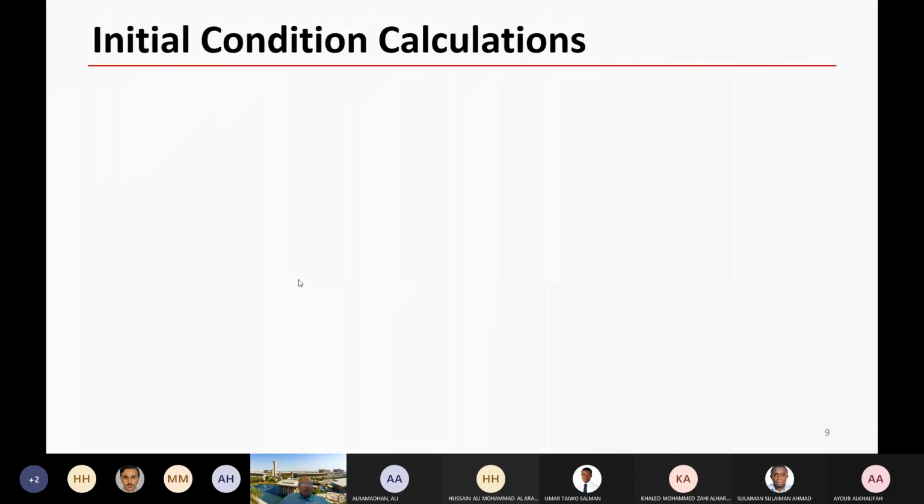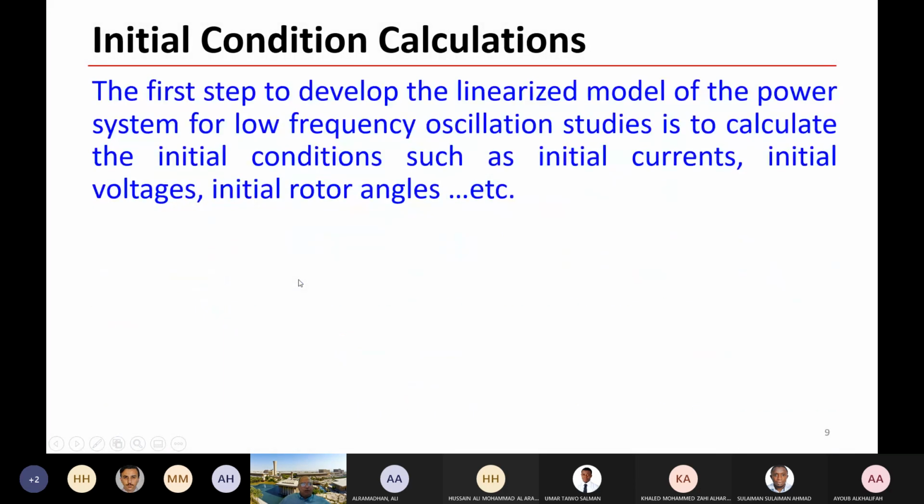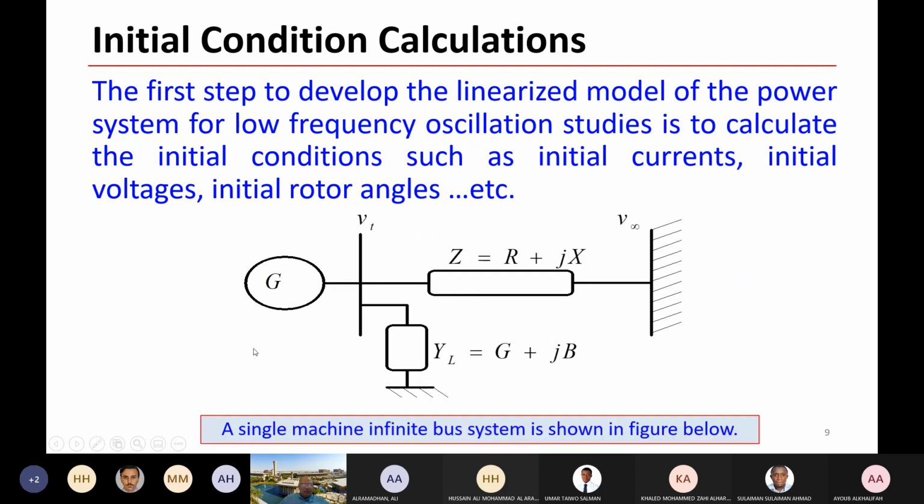Okay, so let us start with the initial condition. The first step to validate the generalized model is to find the initial condition of the system, and this is the typical system that we will consider here. Single machine infinite bus system.